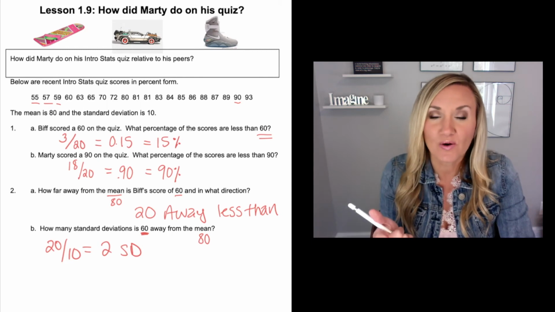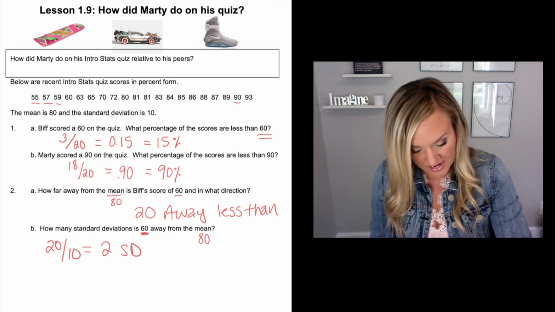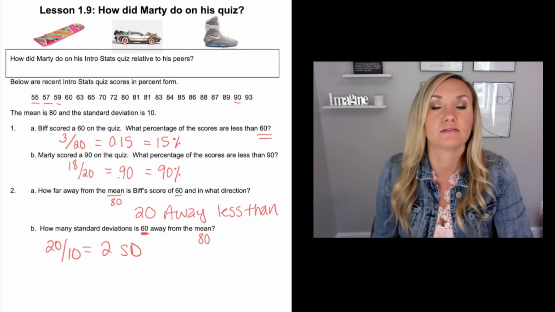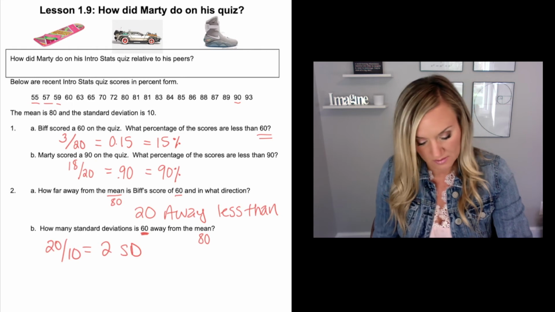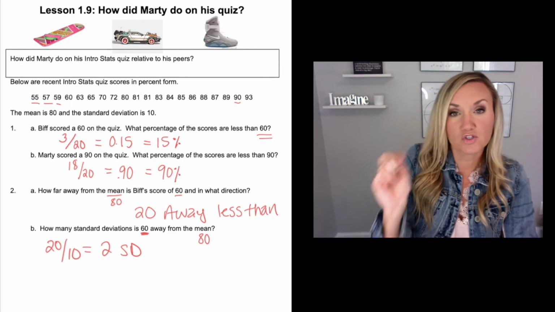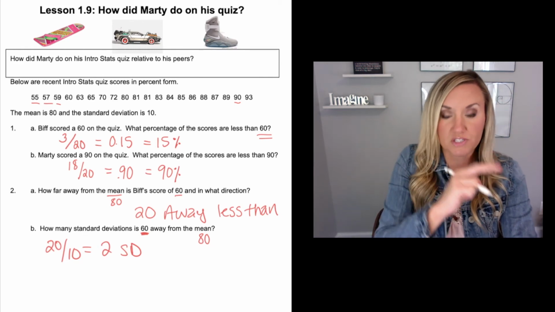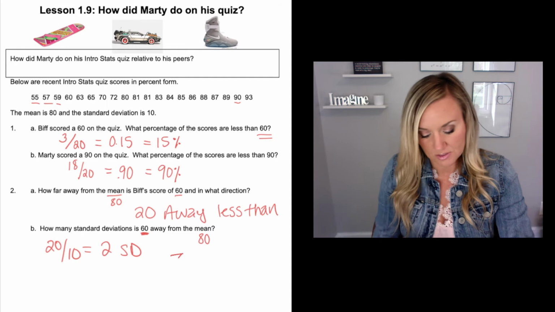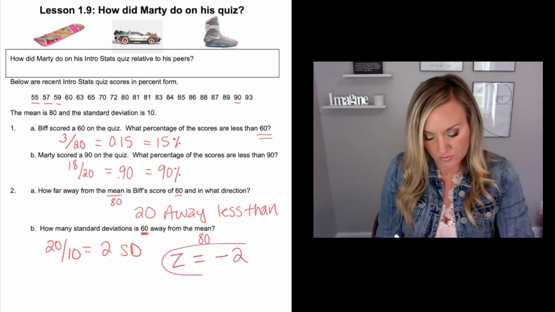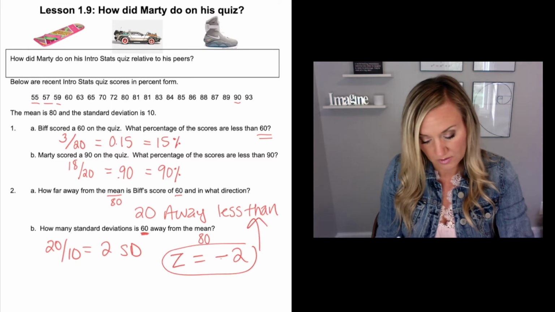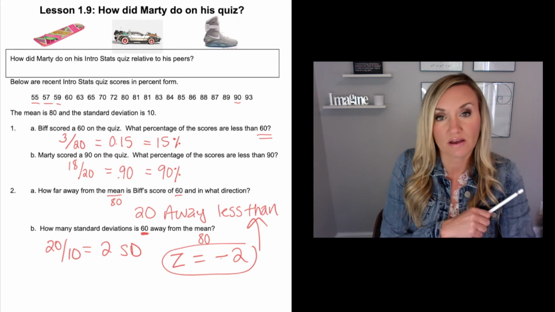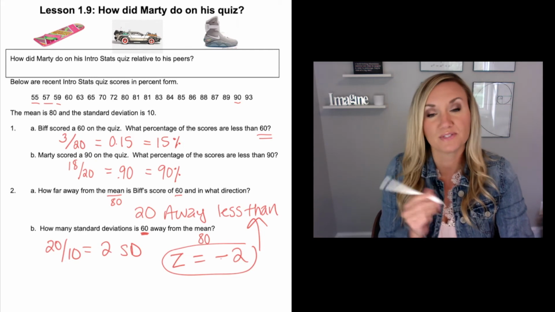So our z-score, remember, is how many standard deviations we are from the mean. So if the standard deviation is 10 and Biff is 20 away from the mean, that means he's 2 standard deviations away. So we would also say that that z-score is -2. Now why negative? Because it's less than. It's 60, so it's less than 80, so it's 2 in the left direction. So we would say z equals -2.